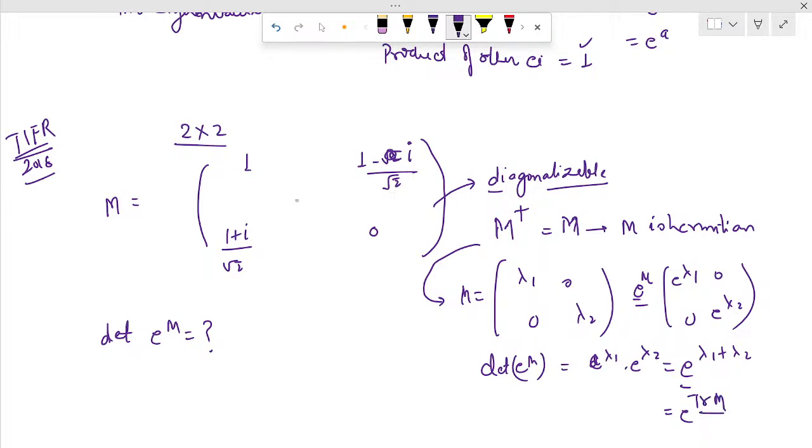So if I want to do this, what will be the answer for this? Simply e raised to power 1. So trace of M is what? 1. Since trace of M is simply 1, this will be e raised to power 1. I hope it is clear till now.